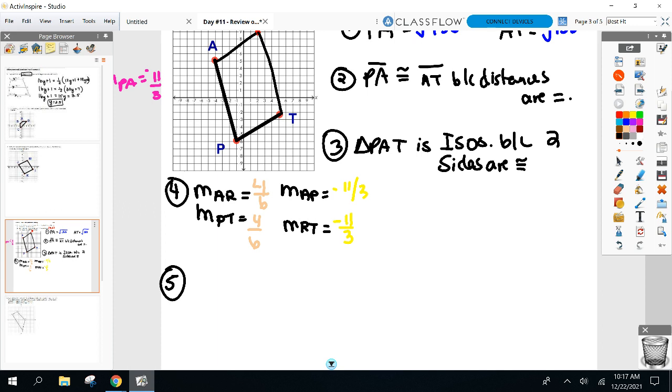18, what did we just learn? There you go. AR is parallel to PT, and AP is parallel to RT because slopes are equal.